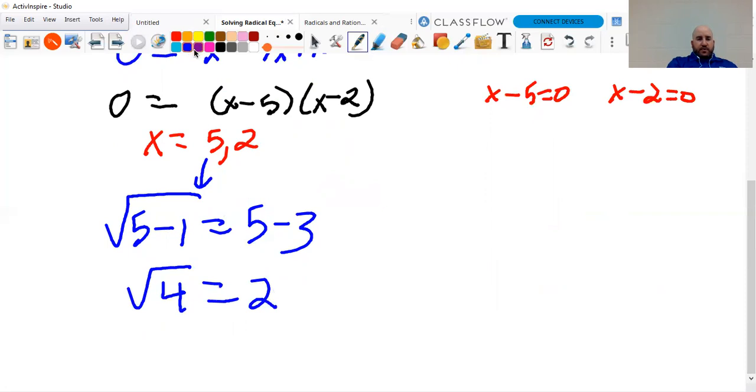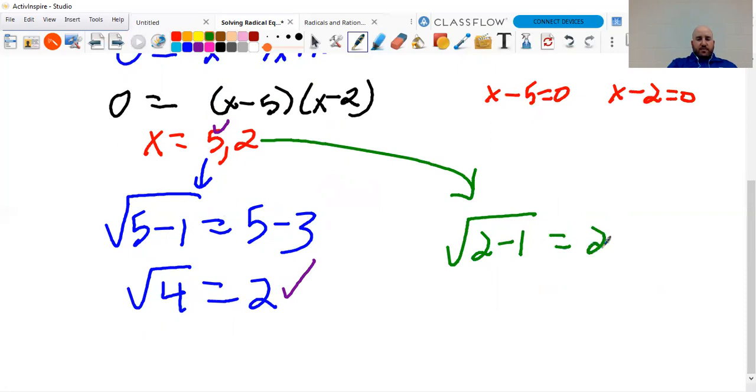Square root of 4 equals 2. That checks off, so 5 is good. Using 2, however, square root of 2 minus 1 equals 2 minus 3. 2 minus 1 is 1. Square root of 1 equals 2 minus 3, which is negative.